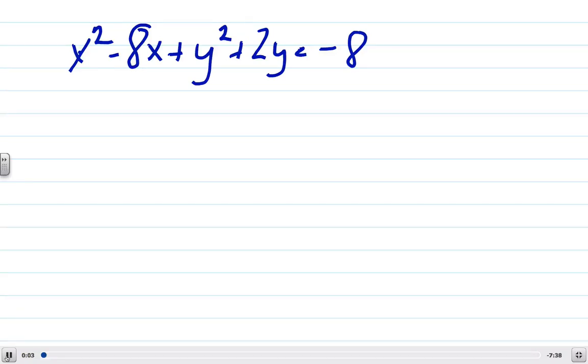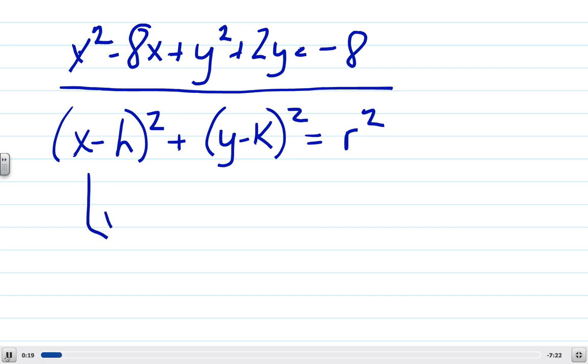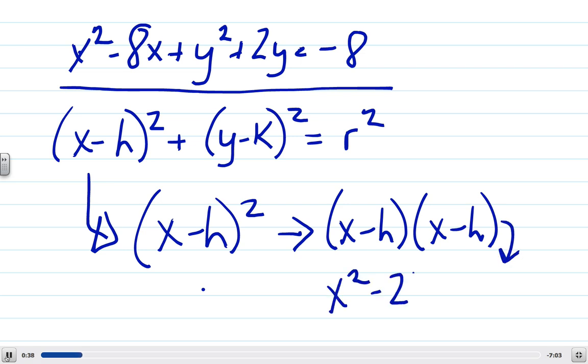Okay, so let's say we have an equation like this, and we're not in the nice, neat formula where we have (x - h)² and (y - k)² equal to r². Well, go back in your memory banks to when we were doing factoring, and how (x - h)² is the same thing as (x - h)(x - h), and that gives us x² - 2hx + h².